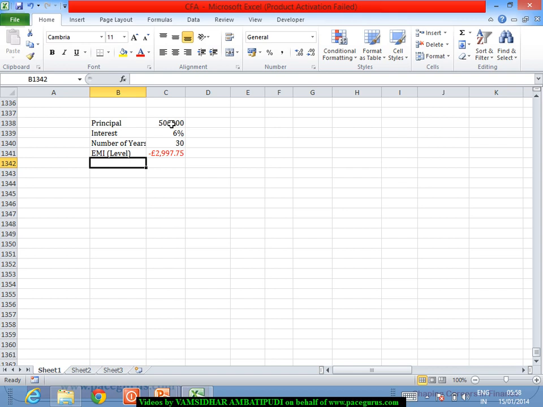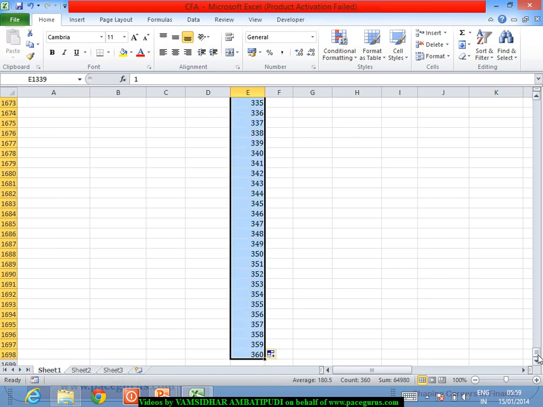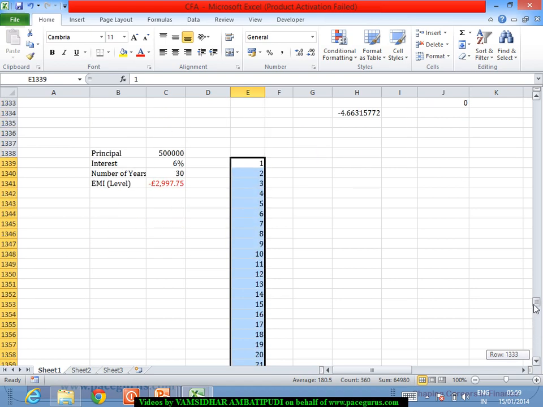At the end of 30 years, the loan gets completely repaid. And in this process, if I want to know the contribution to the interest and the principal every month, right from month number 1, I have 360 months in this. So let me take it for the entire 360 months. I'm taking these numbers for the entire 360 months. All right.